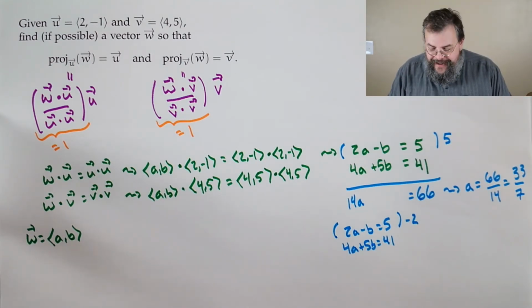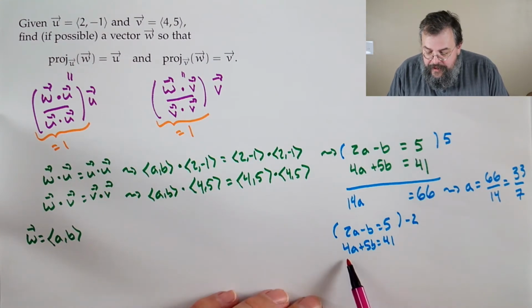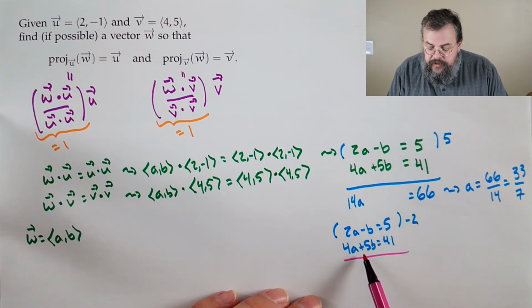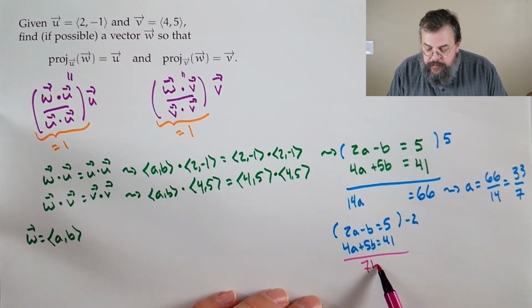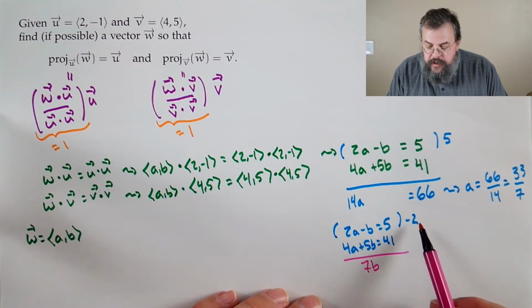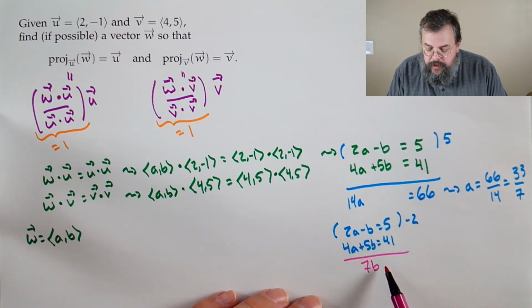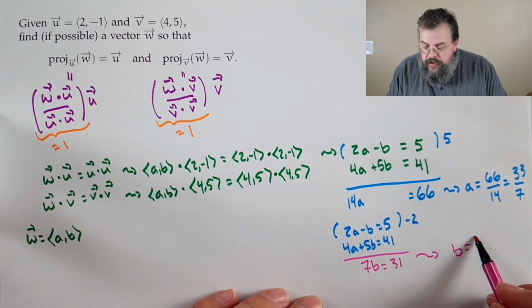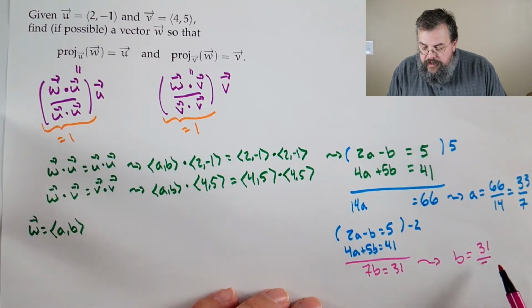That's so good. Okay, so what do we have? Again, the a's are gone. Plus 2b plus 5b, 7b. Minus 10 plus 41. Minus 10 plus 41 would be 31, which tells us that b is equal to 31 over 7.